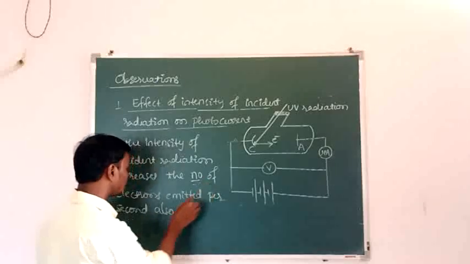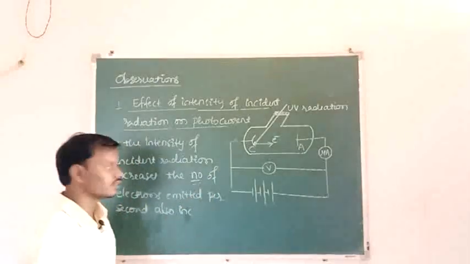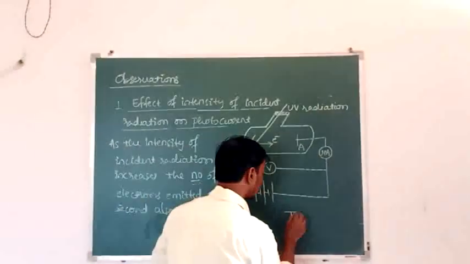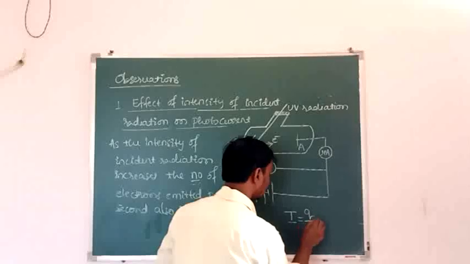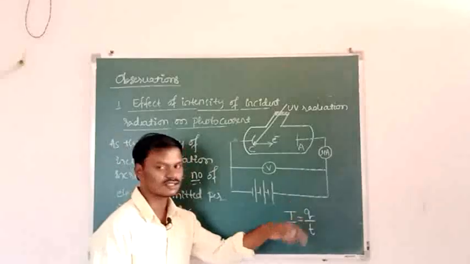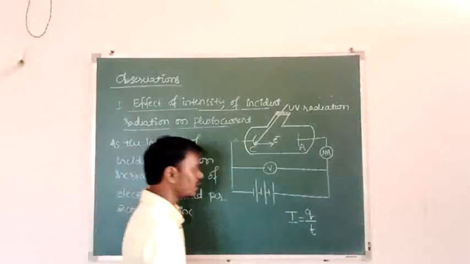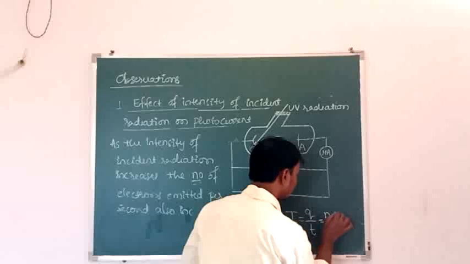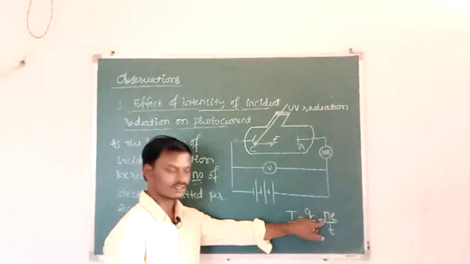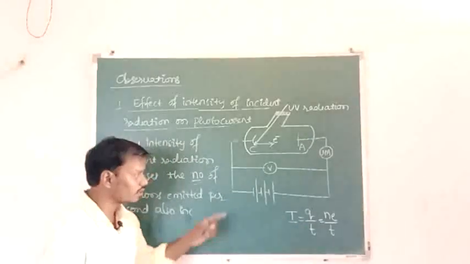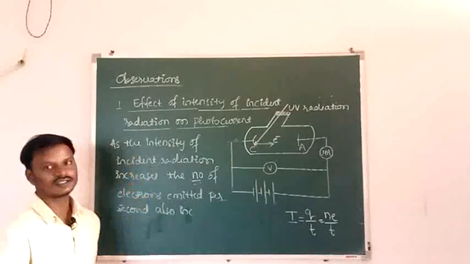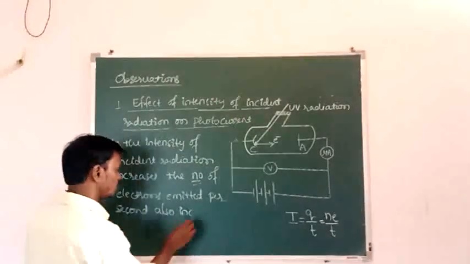So if the number of electrons emitted per second increases, then the photocurrent increases. See here, what is the formula for current? That is charge per time. As the charge increases, current also increases. How to increase the charge? By increasing the number of electrons, because we know that Q is nothing but N into E divided by T. As the number of ejected electrons increases, then the current also increases. How to increase the number of ejected electrons here? By increasing the intensity of incident radiation.